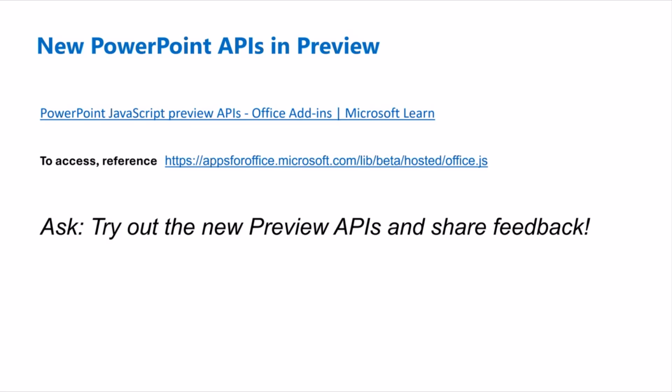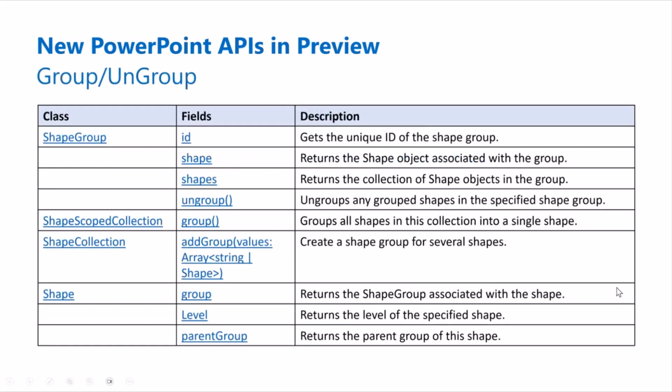So we have a few PowerPoint APIs in preview. If you've developed for PowerPoint, you probably are very familiar with our API reference. So everything is available there, and just a reminder, you'll need to reference the beta library to access the preview APIs. So what are they? You're probably really excited. Our next slide shares a little bit more about which APIs are now available.